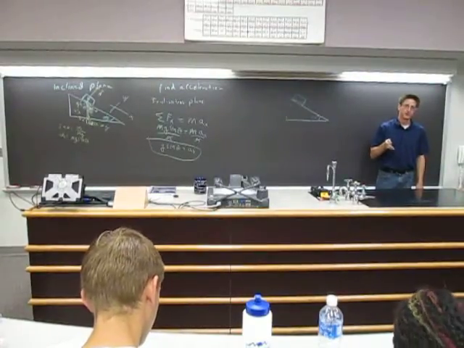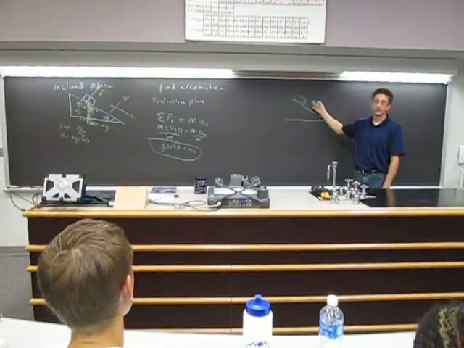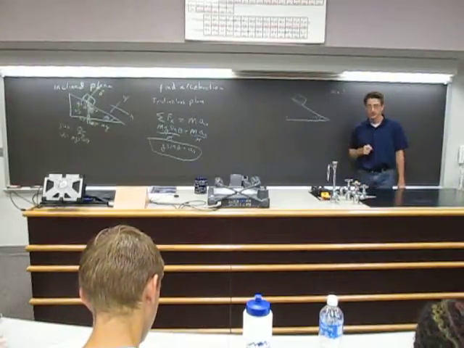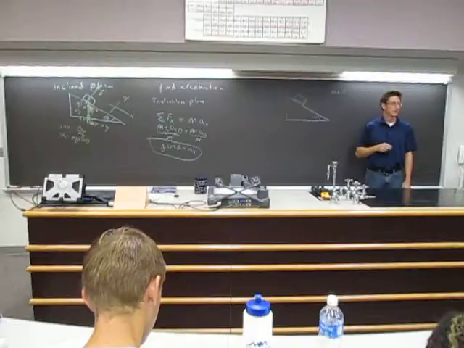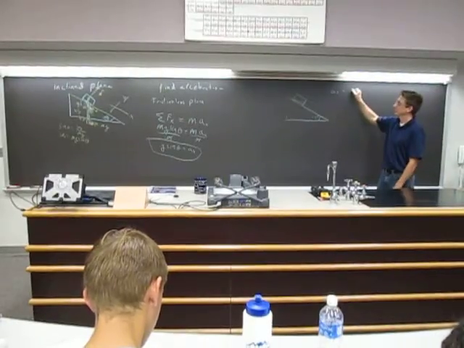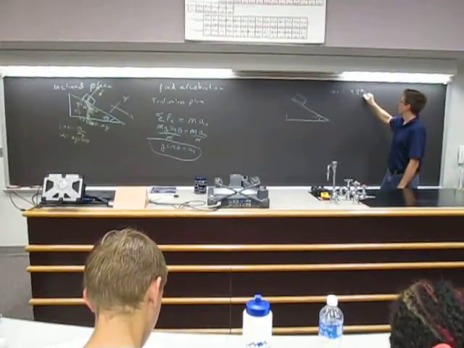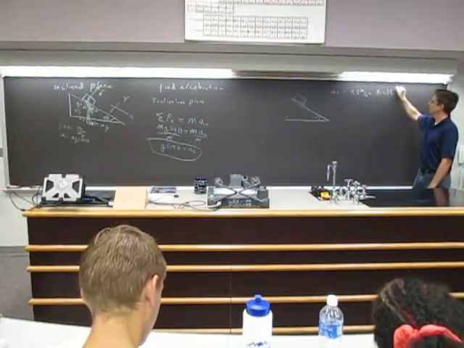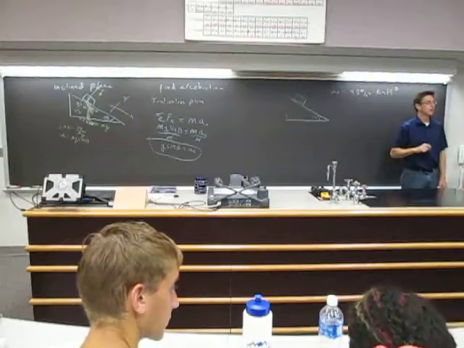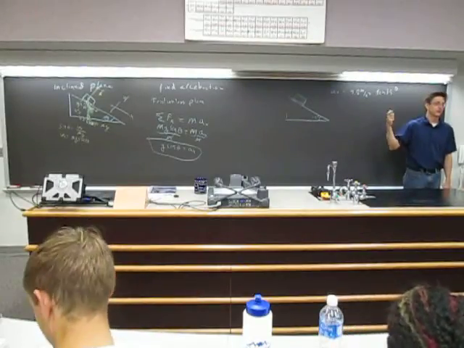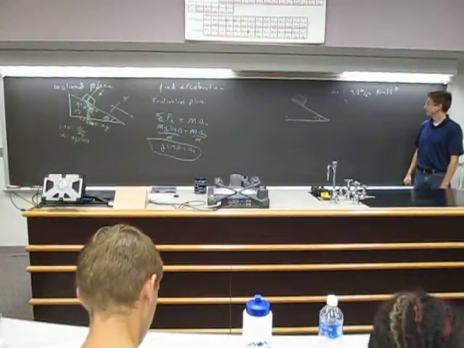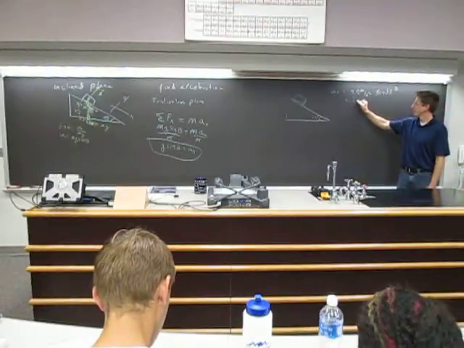I mean, you guys already know that, right? What's it going to be? It'll be 9.8 meters per second squared times sine of 15 degrees. And that one's pretty straightforward. You can just evaluate it at 2.54.